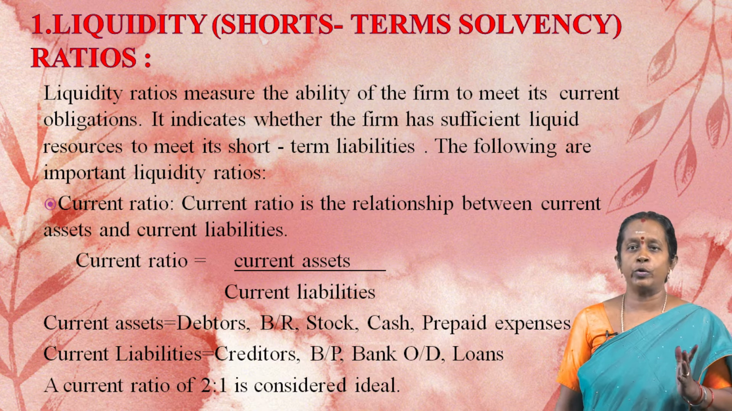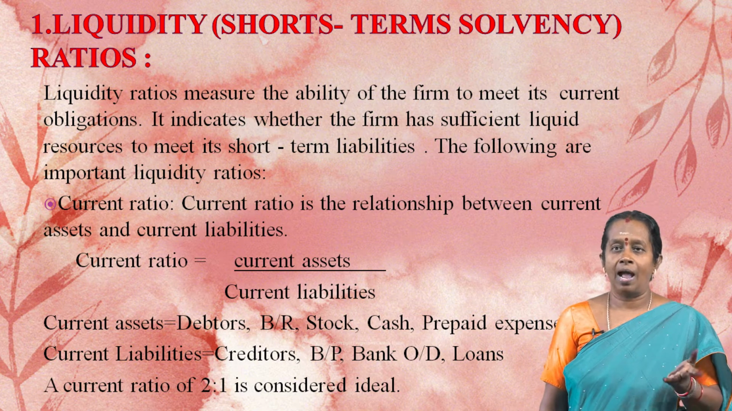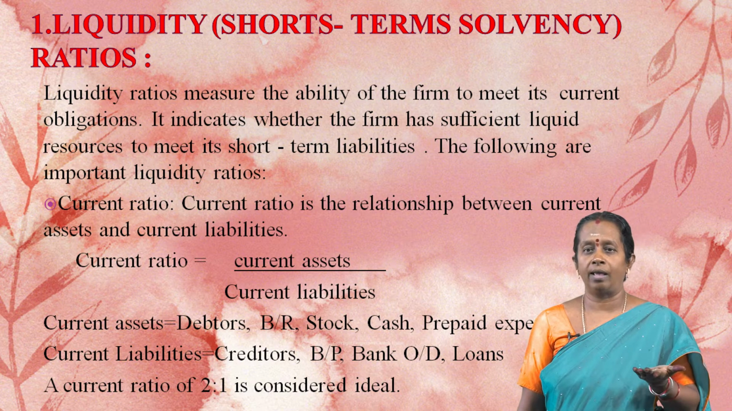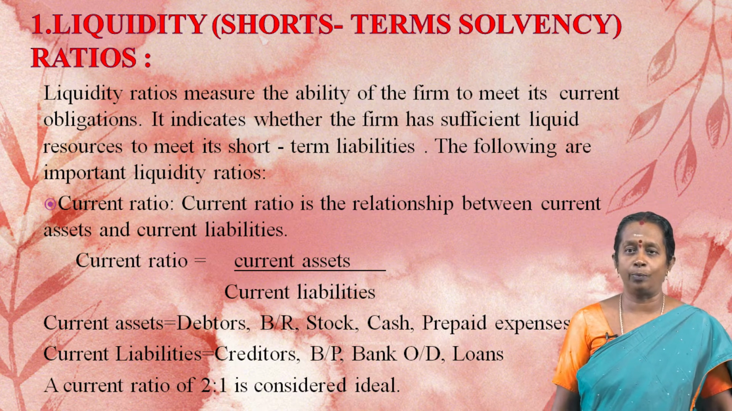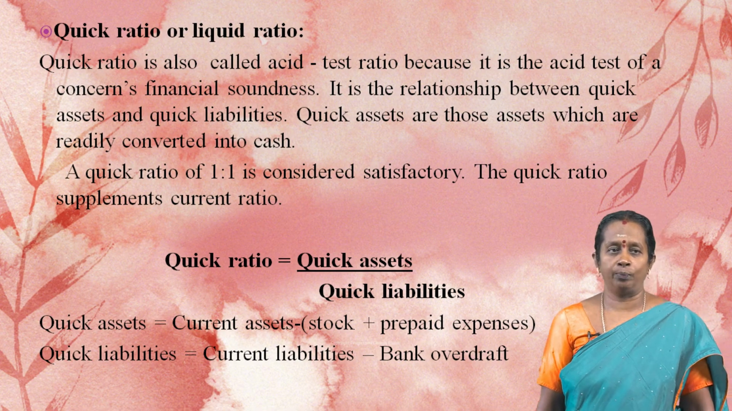Here the current ratio of 2:1 is considered ideal. Otherwise they have to take further steps to improve their ratio condition to the standard norm, which is considered to be 2:1.